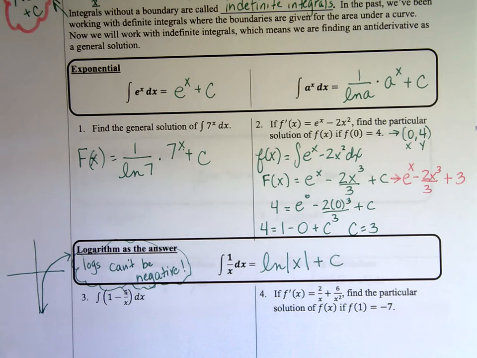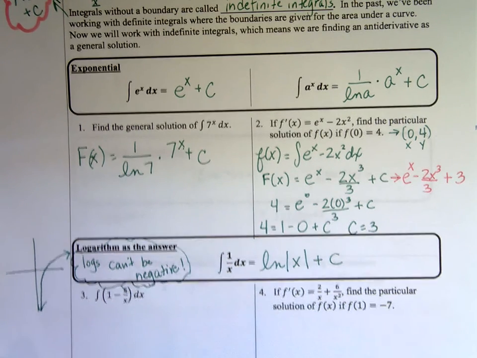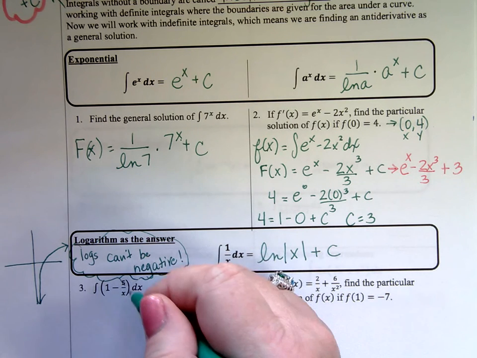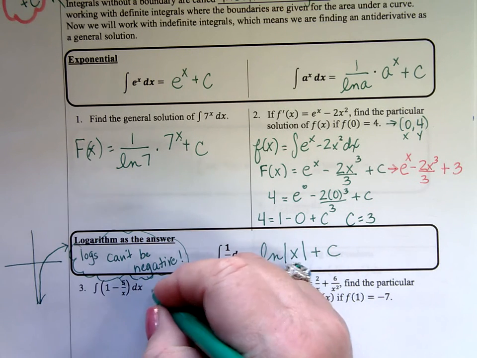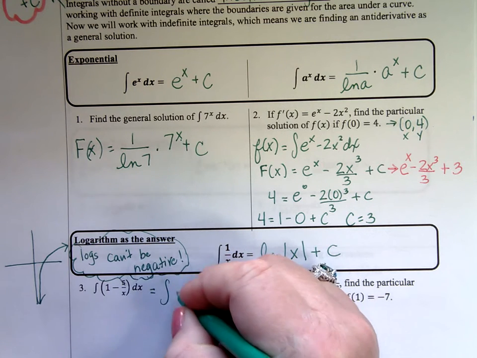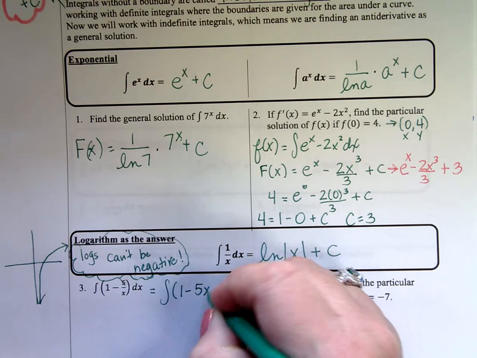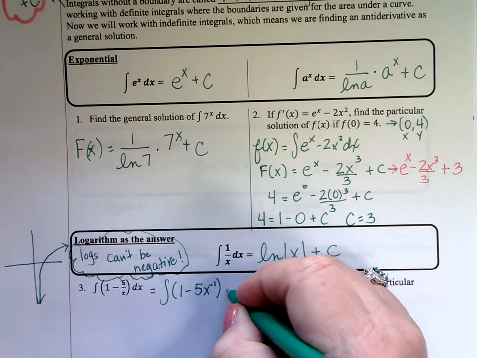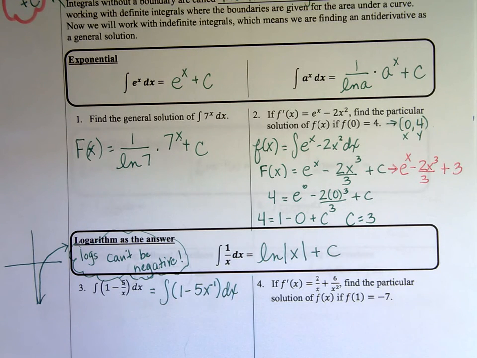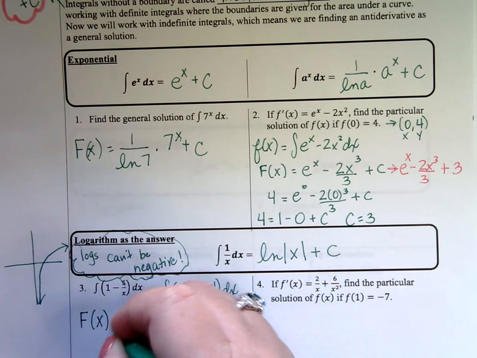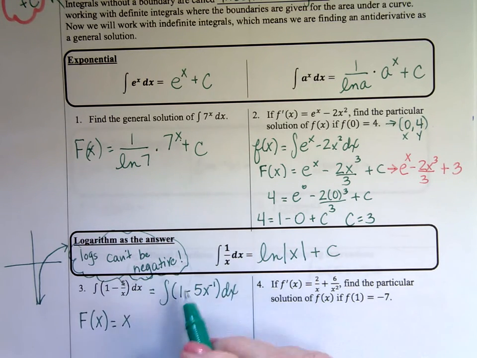Okay, so the next one, number 3. They're trying to remind you of logarithms. There's a couple different ways I can write it, but let me start out with this. The integral of 1 minus 5x to the negative 1 power. That would be the same thing as 5 over x. So if I apply my power rule to it, this one has an x to the 0, so one more power on gives me just an x. I'm looking for my capital F of x, my antiderivative. That would be an x for the 1.